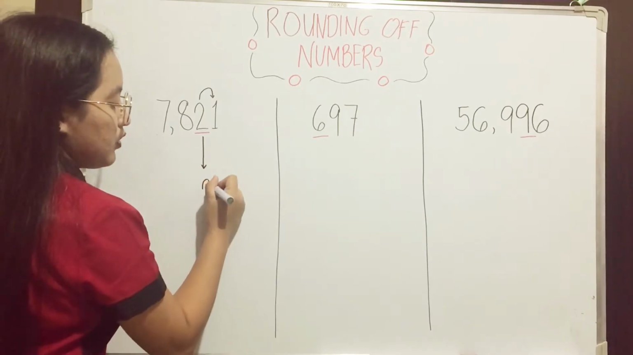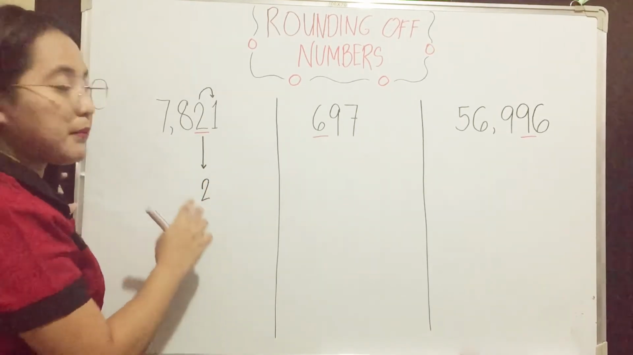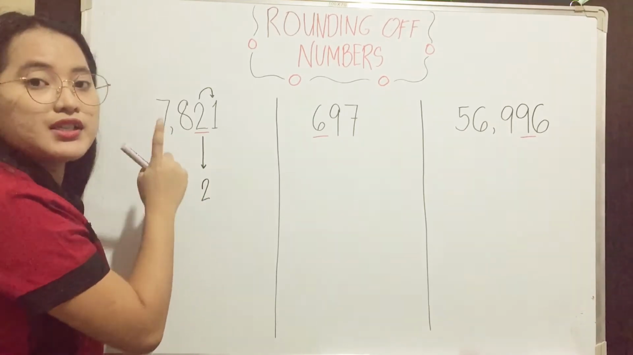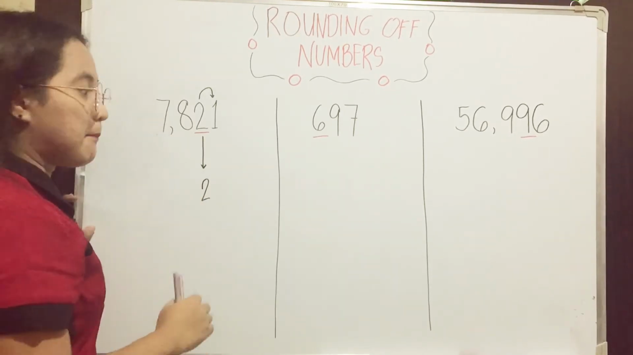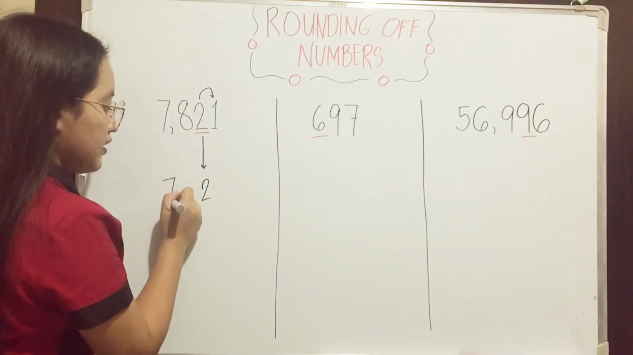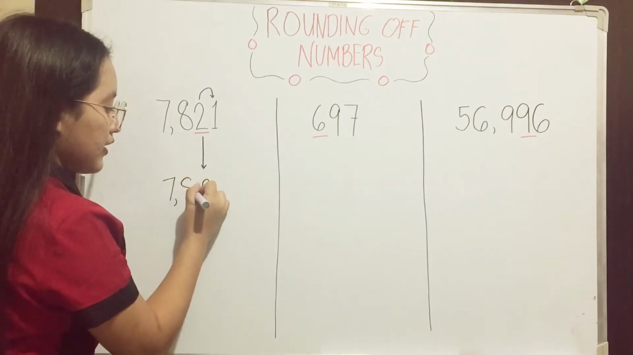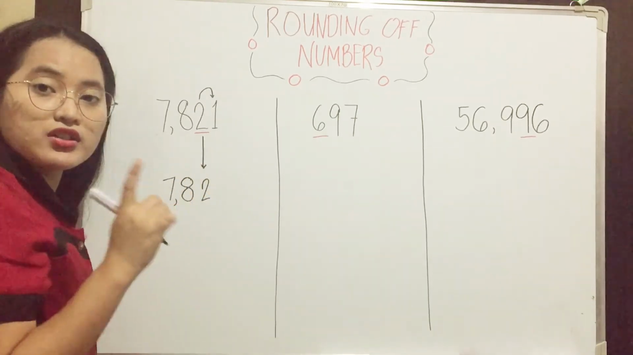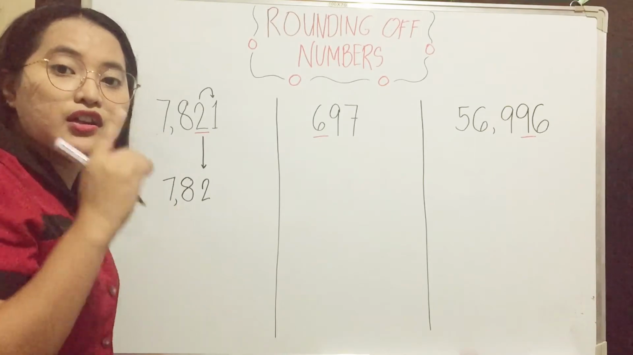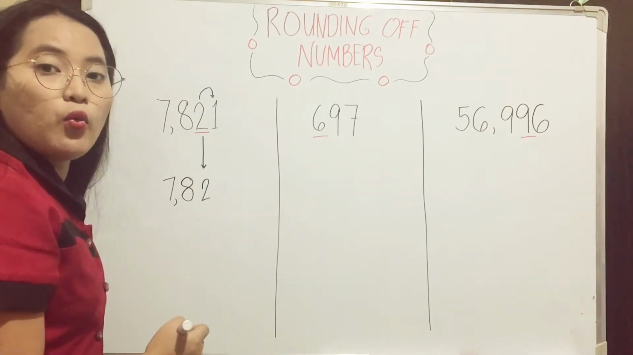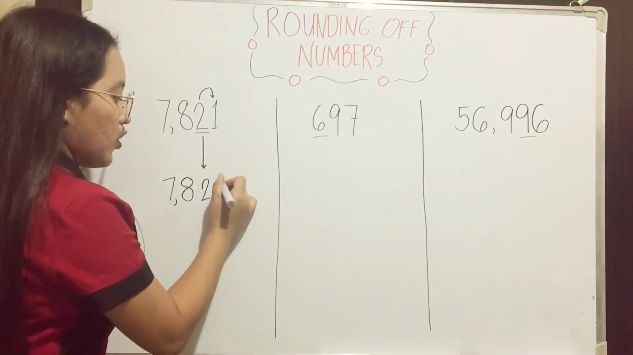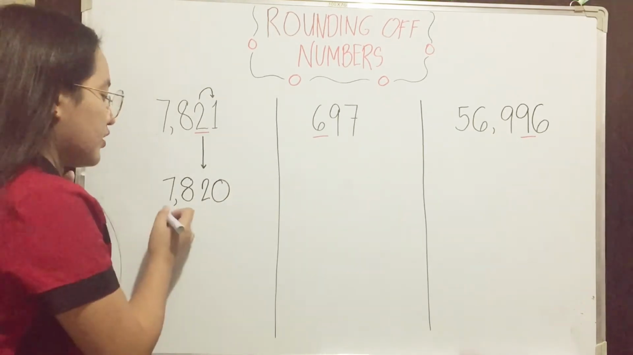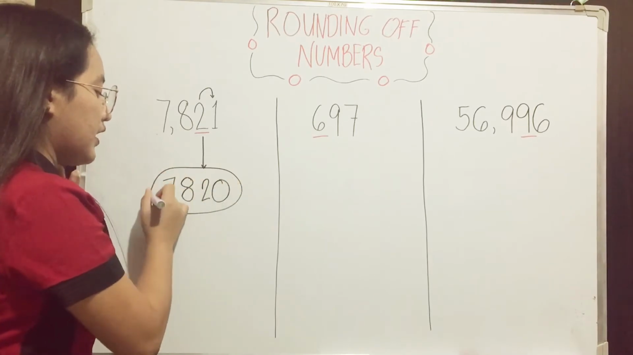So, let's copy 2. Now, what will happen to the numbers at the left side of the underlined number? Simple. We will just copy them, 7 and 8. Now, what will happen to 1? Because 1 is less than 5, we will change 1 into 0. And this is our final answer.